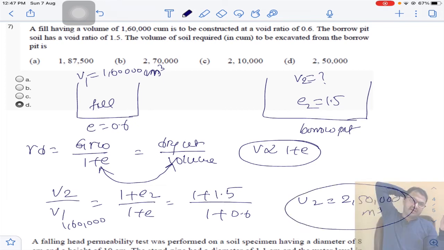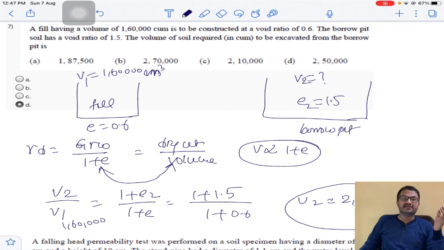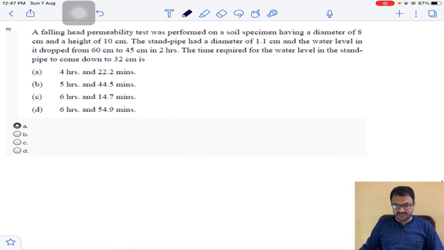So to construct an embankment of 1,60,000 at 0.6 void ratio, we need to borrow soil from the borrow pit, and that borrow pit has a void ratio of 1.5. As void ratio is more, we need to get more volume of soil, that is 2,50,000 cubic meter. Clear? And there are only 3 questions remaining: 8, 9, 10.